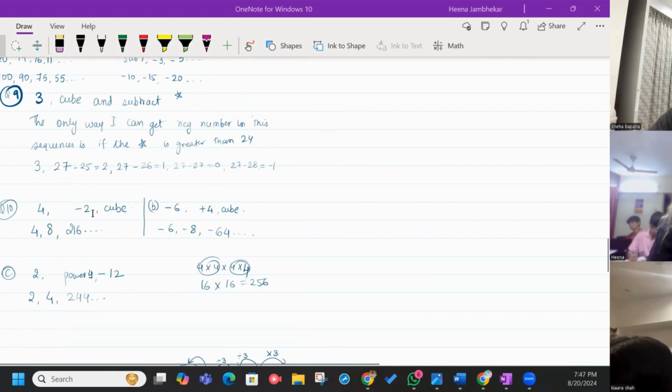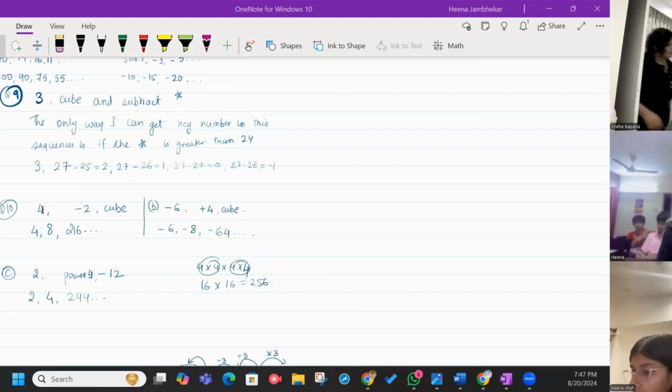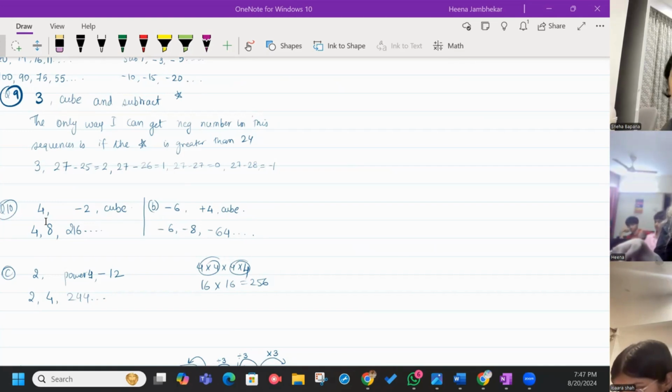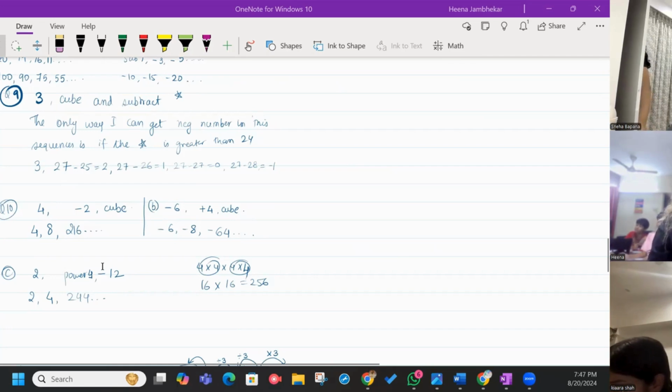I did the 4 minus 2. 4 minus 2 is 2. And 2 cube gives you 8. Again, 8 minus 2 gives you 6. And 6 cube gives you 216. Understood? I did that only. You must have done something different. I started only from.